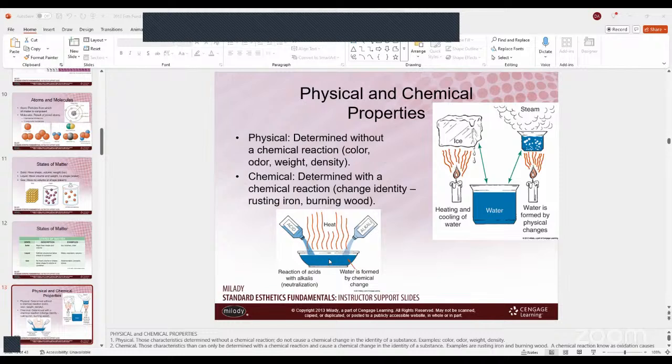And a lot of times, if you're going to flip from one side of the pH to the other side, it's going to include water.